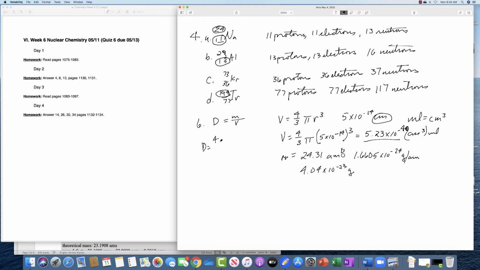So now we put this in our formula here. We put the 4.04 times 10 to the minus 23 grams and divide that by the volume, which is 5.23 times 10 to the minus 40. And we find that the density, which is no surprise that this is a very high density situation, is 7.72 times 10 to the positive 16 grams per centimeter cubed or per milliliter.